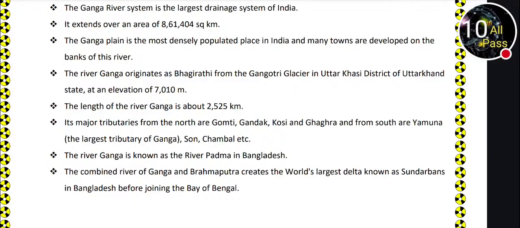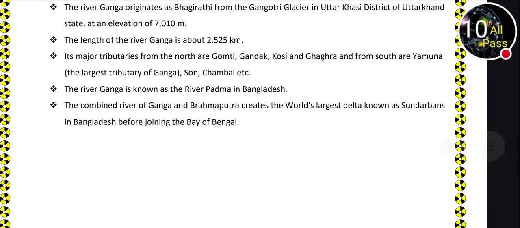The river Ganga is known as the river Padma in Bangladesh. The combined river of Ganga and Brahmaputra creates the world's largest delta, known as Sundarbans, in Bangladesh before joining the Bay of Bengal.